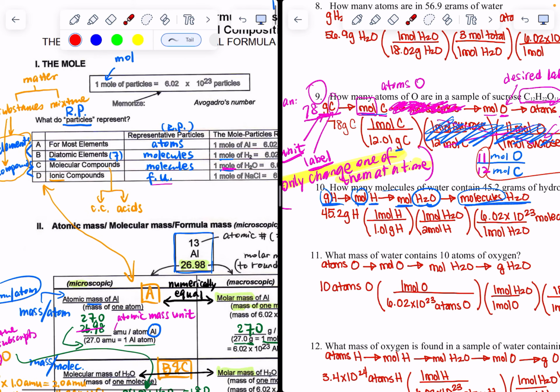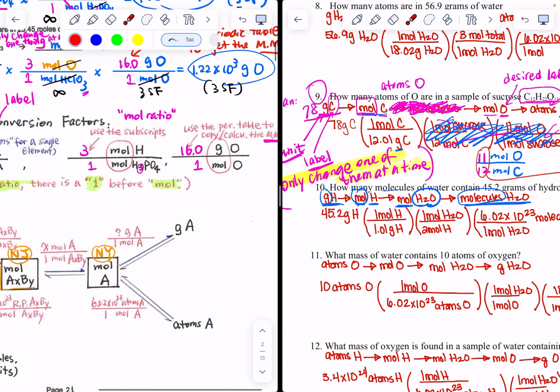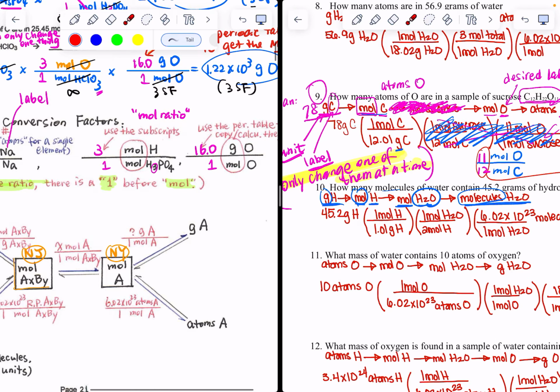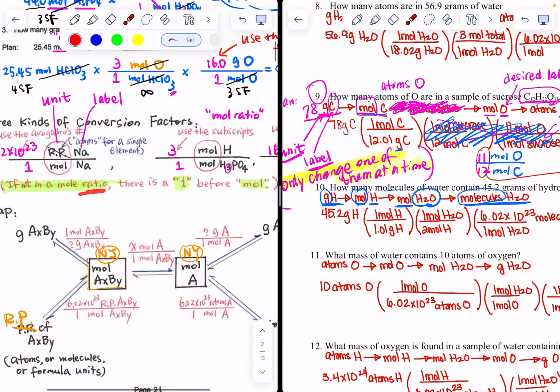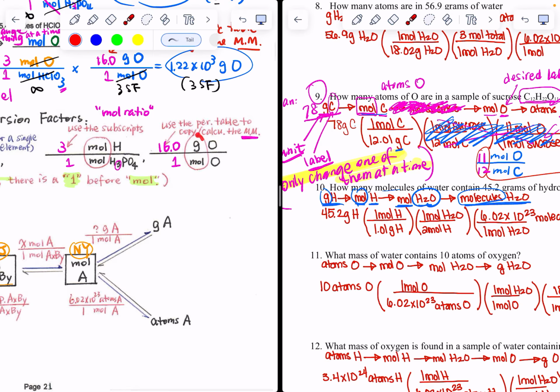So we were talking about most elements and also diatomic elements, molecular compounds, ionic compounds. So for different categories, you have different represented particles that you can cancel out and replace by, using the specific term like atoms, molecules, formula units. All right. And then the second conversion factor is called the mole ratio. And then the numbers are simply from the subscripts. The third conversion factor is called the molar mass. And you use the periodic table to derive that number.